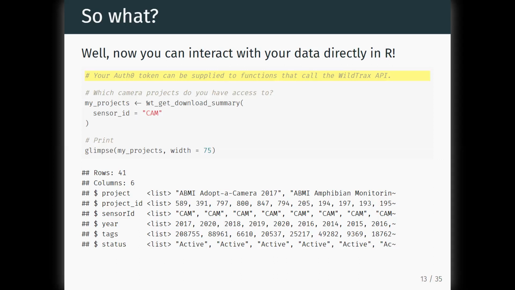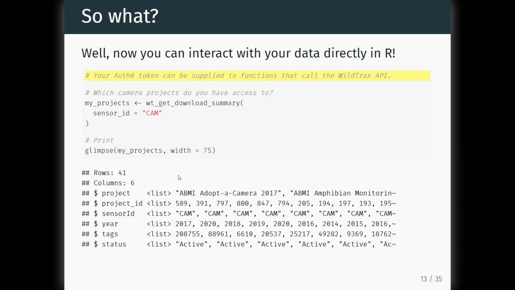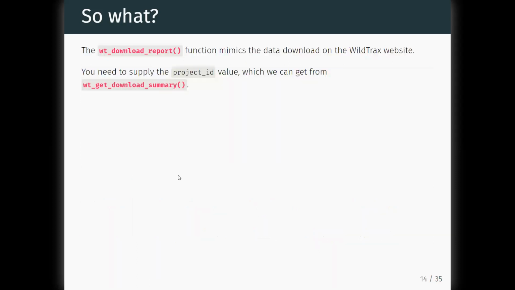So for example, I'm going to highlight this function, get download summary, which basically just outputs to me a data frame of all the projects and their associated metadata that I have in wildRtrax. So if I run this, I assign it to this object, my projects, and I just take a look at it. I've got 41 different projects, and these are their IDs in the database, the associated year, and the number of tags in each, right? So that's pretty cool. That's a handy little reference.